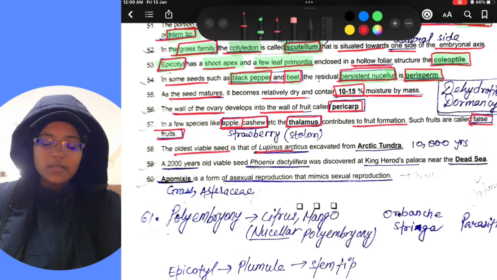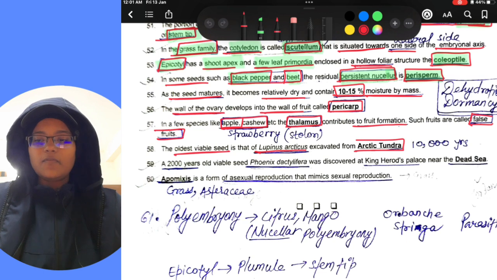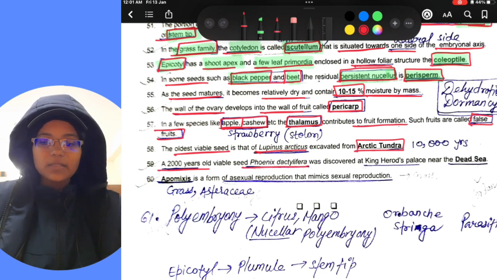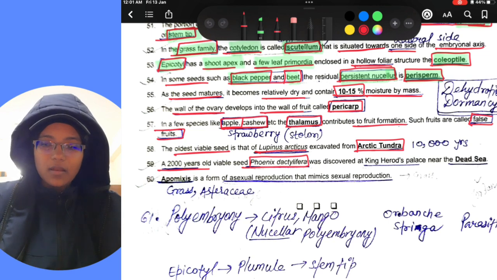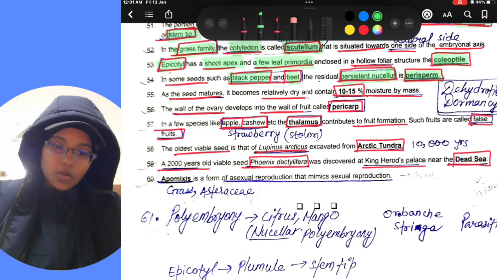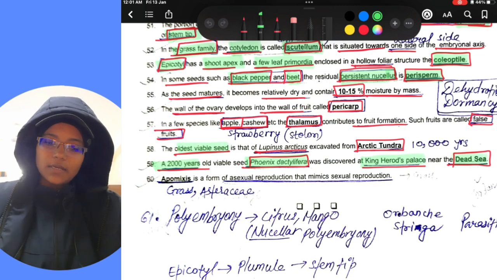The oldest viable seed is that of Lupinus arcticus, excavated from the Arctic tundra. A 2000-year-old viable seed, Phoenix dactylifera, was discovered at King Herod's palace near the Dead Sea.